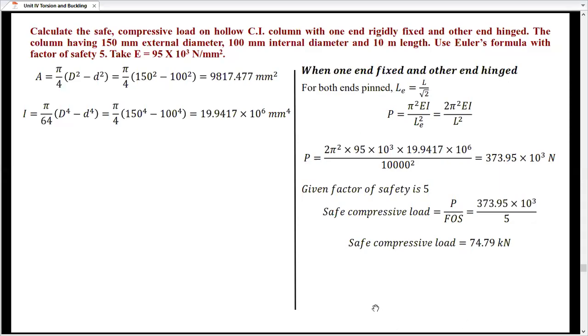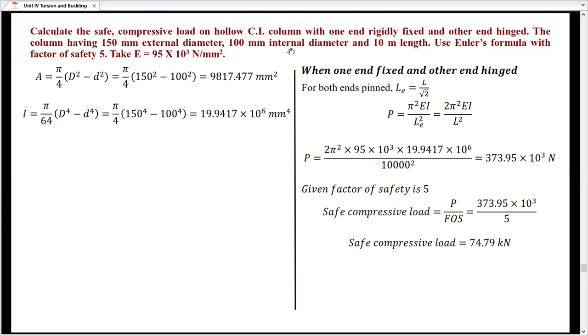So, hello all. In today's session, we'll discuss how to calculate safe load, how to calculate slenderness ratio, and, if the factor of safety is given, how to find the safe load for various conditions.